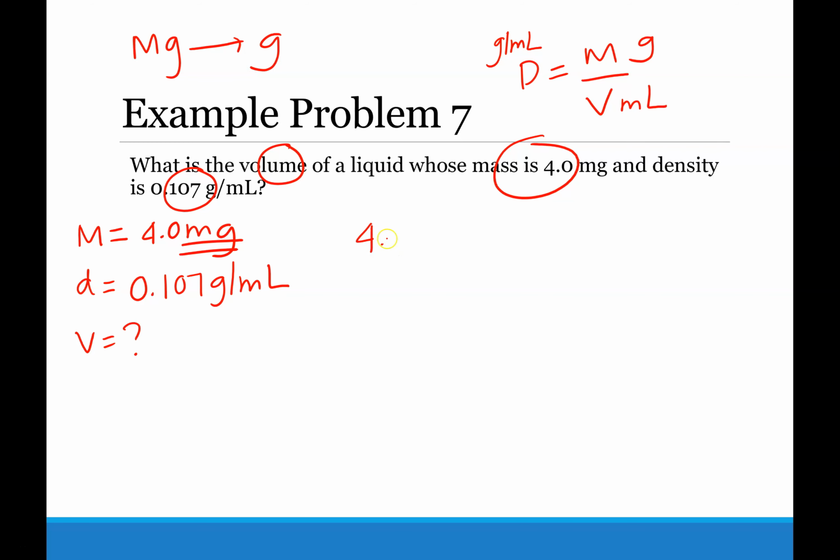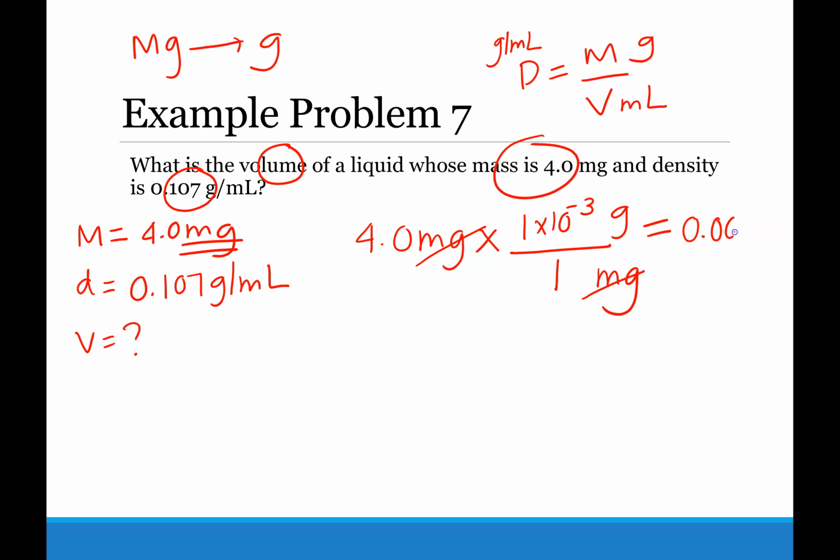So 4.0 milligrams, draw your multiplication symbol, draw your division bar, bring milligrams to the bottom, and bring grams to the top. Give the 1 to the thing with the prefix and the metric system constant for milli to our base unit, which is grams. So you can see where milligrams cancels out. And in your calculator, you'll write 4 times 1 e to the minus 3. And that will equal 0.004 grams. And so now we're ready to calculate the volume.